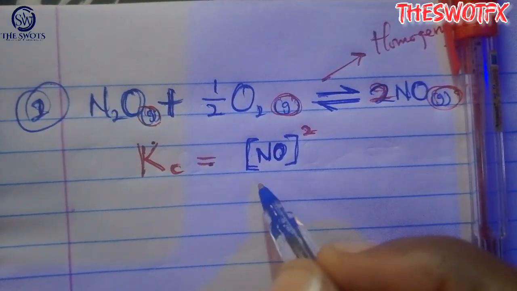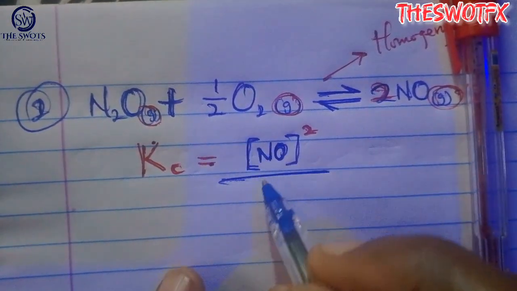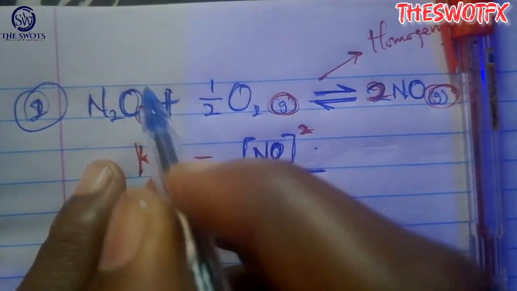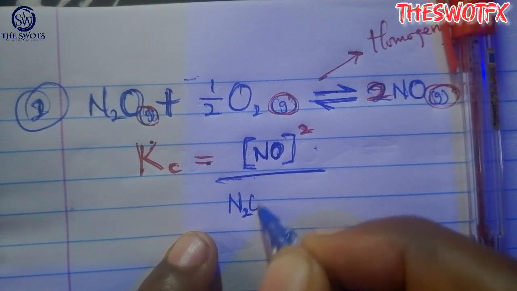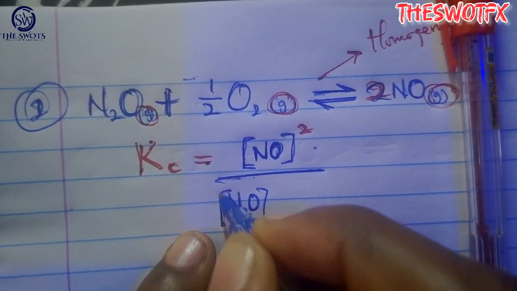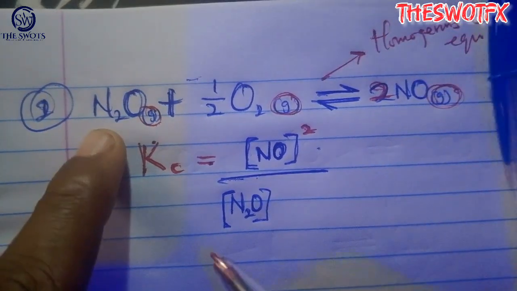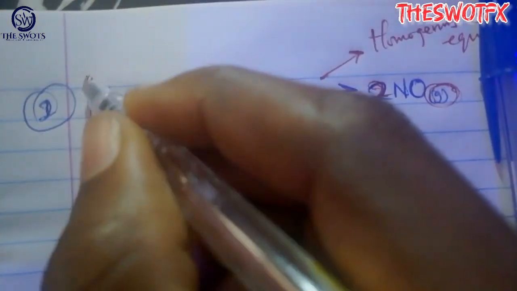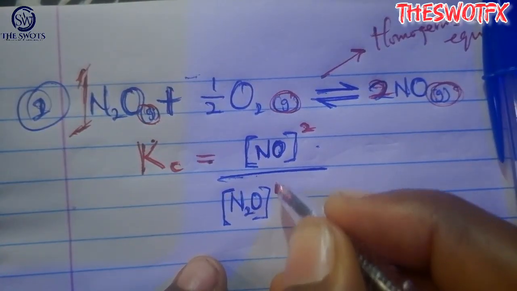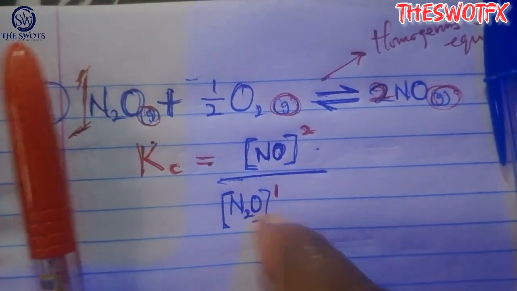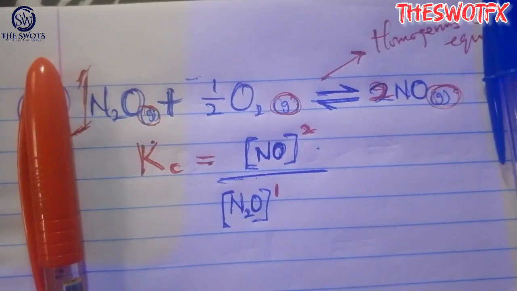Then we go back to our reactants. This is products. Then let's talk about the reactants. Reactant is N2O. How many molecules of this N2O? It is just 1. Though it is not written, it is 1. As long as it is not written, it is carrying 1. N2O raised to power 1 is that thing.